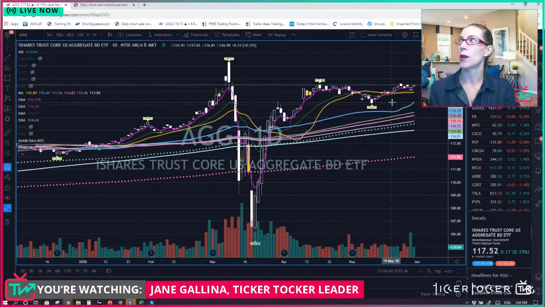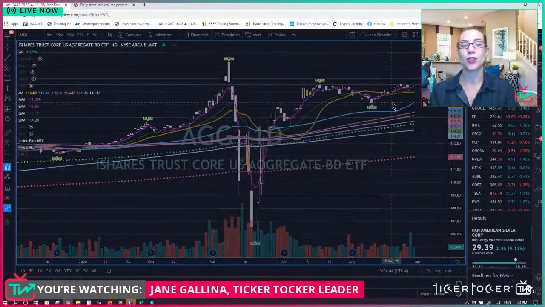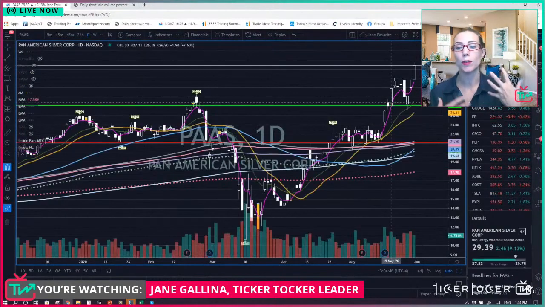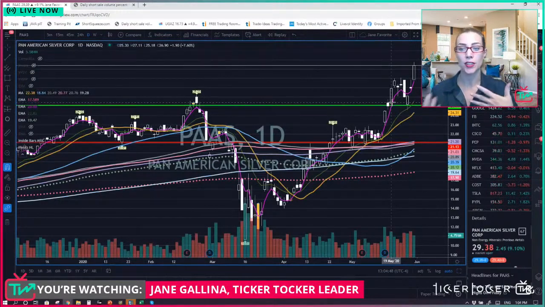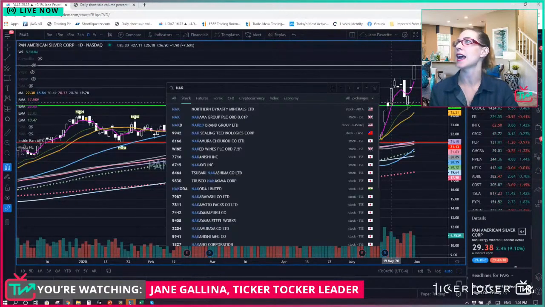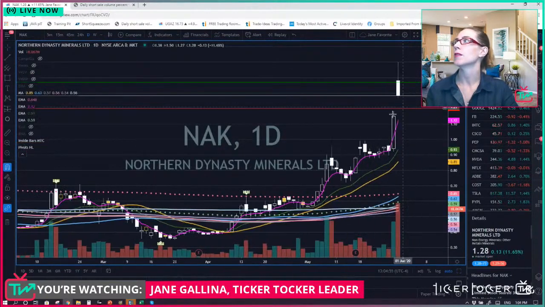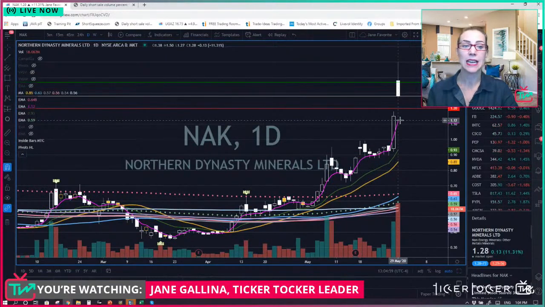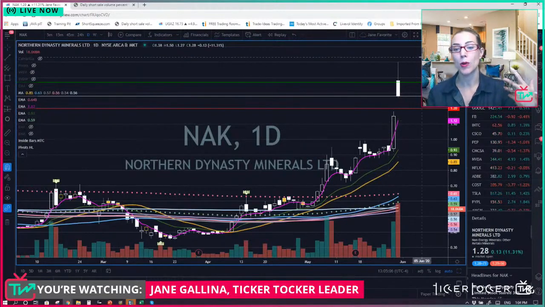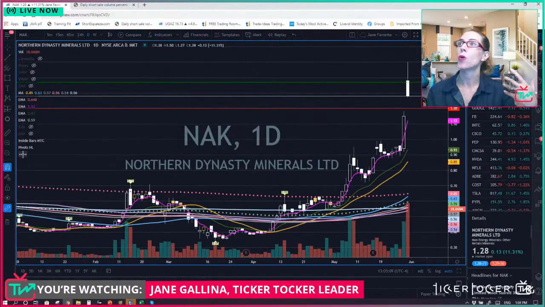There's also PAAS. So the whole sector as a whole for metals is to the upside. Actually, there's NAK. That was a copper one this morning. It ran up and then pulled back a little bit. However, it might pull back up and it might continue more to the upside with the whole metal sector.